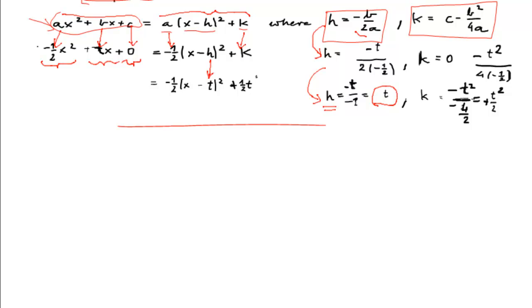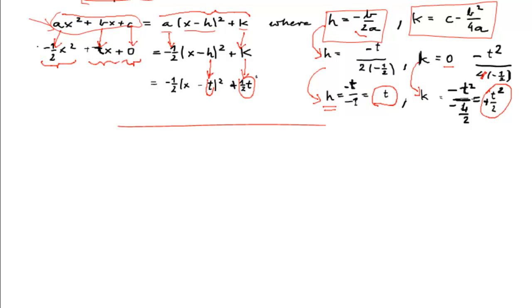So therefore we can just plug t in for h here. And then how about k? Well, k is c minus b squared divided by 4a. c is 0, minus b squared, so minus t squared, divided by 4 times a, where a is minus half. Well, look what's going to happen if we multiply 4 times minus half, it's just going to be minus 2. Obviously we've got a minus t squared in the numerator. This becomes a plus, so we have found our k constant. So that's why we plugged in this here.